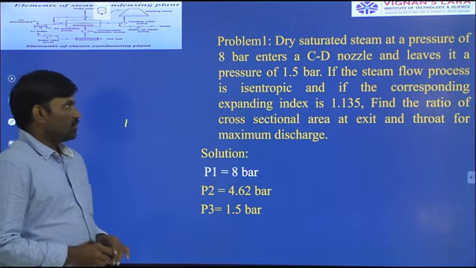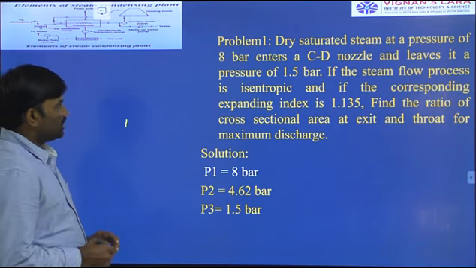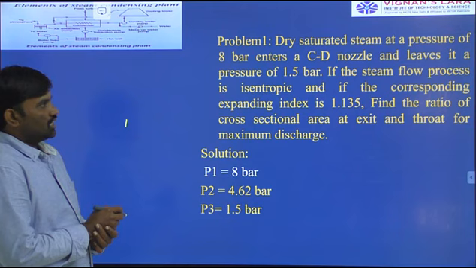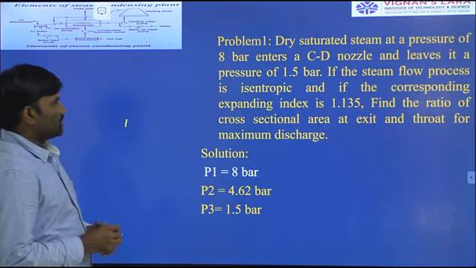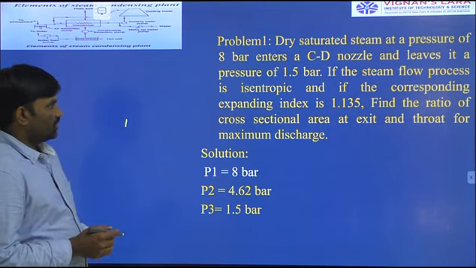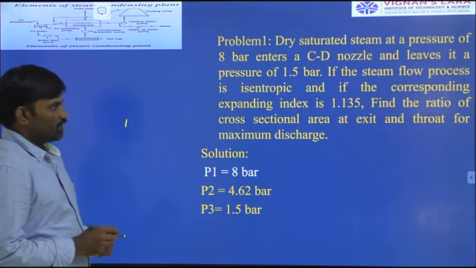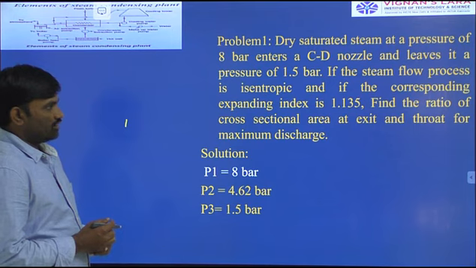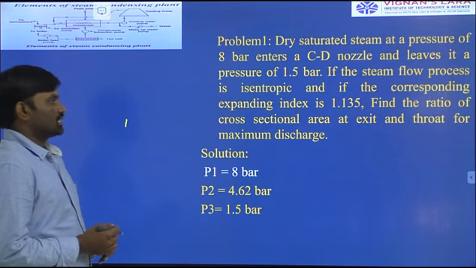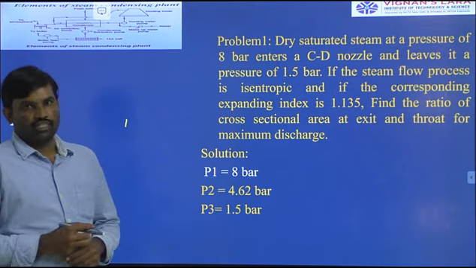Good morning, students. Today I will work through one problem on a convergent-divergent type of nozzle. Dry saturated steam at a pressure of 8 bar enters a convergent-divergent nozzle and leaves it at a pressure of 1.5 bar. If the steam flow process is isentropic and the corresponding expansion index is 1.135, find the ratio of cross-sectional area at exit and throat for maximum discharge.